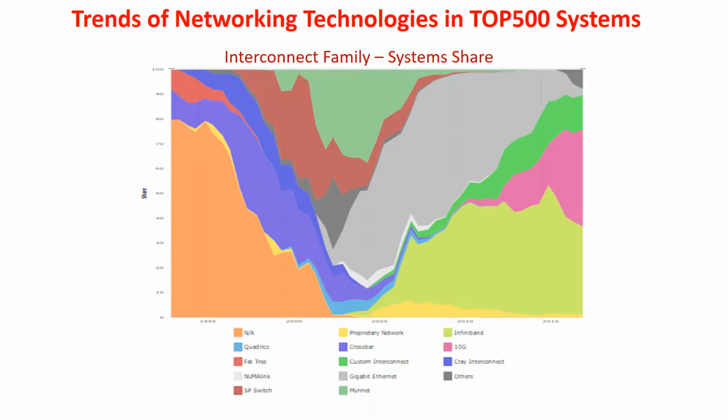Here is a chart showing the trends in networking technologies in the Top500 systems. Here you will see different networking technologies like InfiniBand and 10 gig. These are the kinds of things that have been emerging in the market over the years.